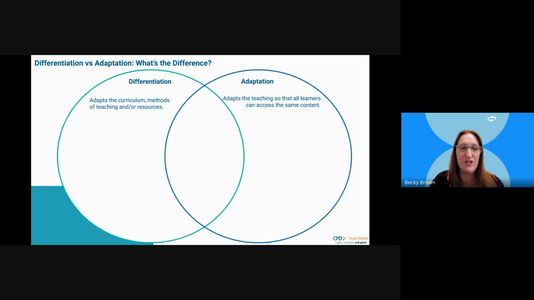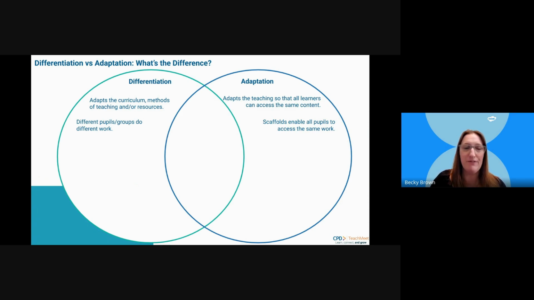So a traditional differentiation method is about adapting the curriculum itself, or the way something's taught, and the resources that might be used. So you might have a completely different resource for a completely different group of children, for example. Adaptation is about adapting the teaching itself in a way that all learners can access the same content. We know that one size fits all doesn't work, but we also know that at the end of an education phase, a test is taken that is the same for everybody. So we wouldn't be doing our children a good service if we weren't preparing everybody for that, by allowing them to at least access or experience all the content that they need to.